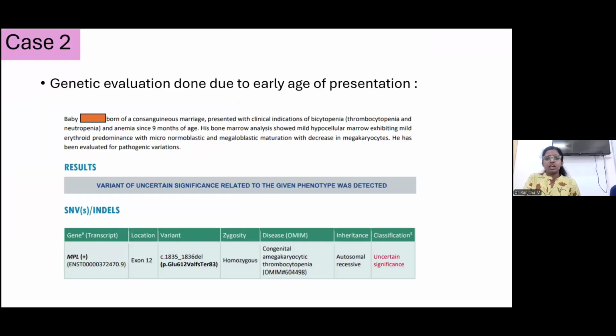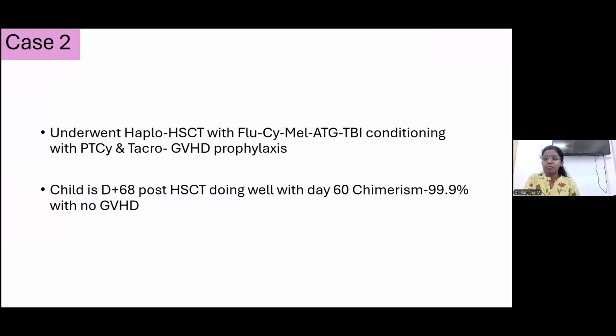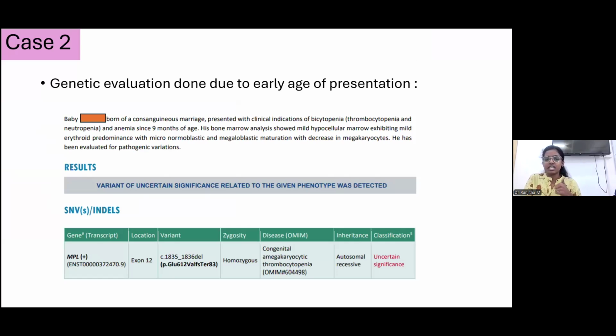So with this history and clinical examination, genetic evaluation was done due to early age of presentation with bone marrow failure symptoms. So this showed MPL deletion with homozygous and autosomal recessive inheritance. So the child was diagnosed to have congenital amegakaryocytic thrombocytopenia. But in comparison to the previous child, the first case that I presented with CAMT, who did not have any neutropenia or leukopenia, this child had already evolved into neutropenia, which warranted emergent hematopoietic stem cell transplant.